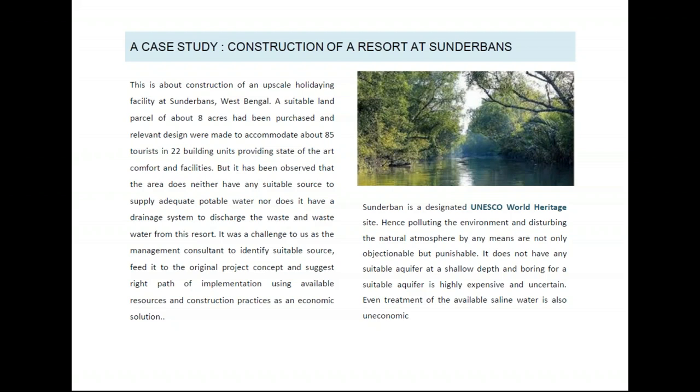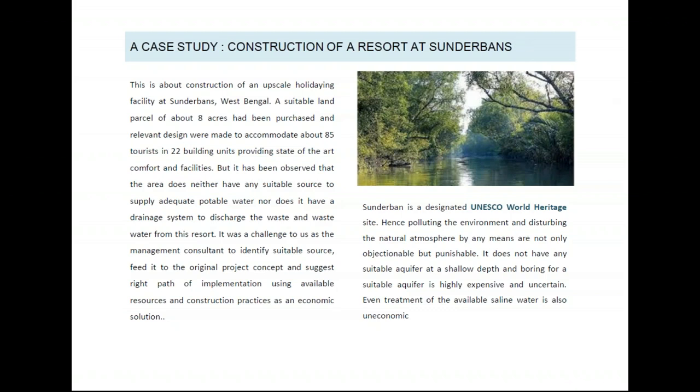A suitable land parcel of about 8 acres had been purchased, and relevant designs were made to accommodate about 85 tourists in 22 building units, providing state-of-the-art comfort and facilities. But it was observed that the area has neither any suitable source to supply adequate potable water, nor a drainage system to discharge the waste and wastewater from this resort.